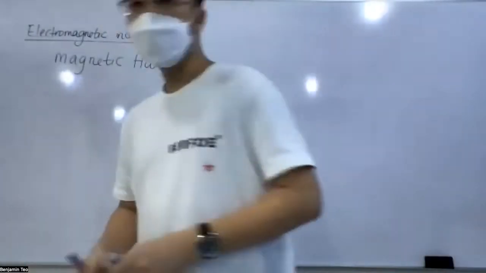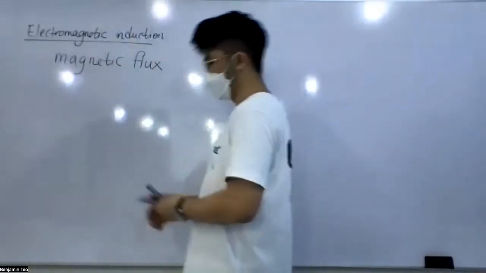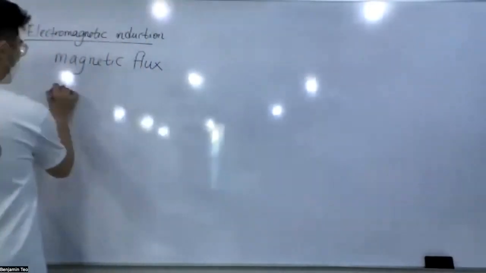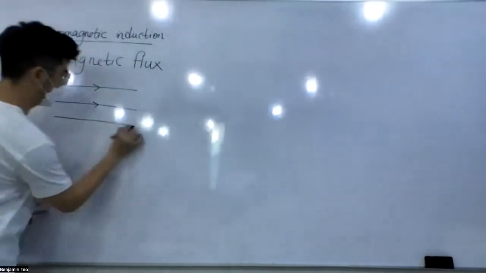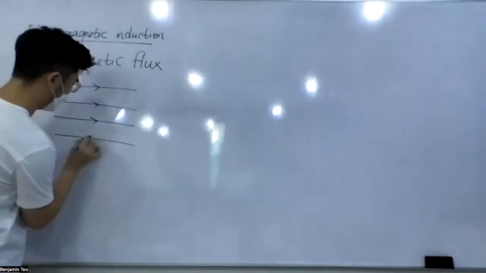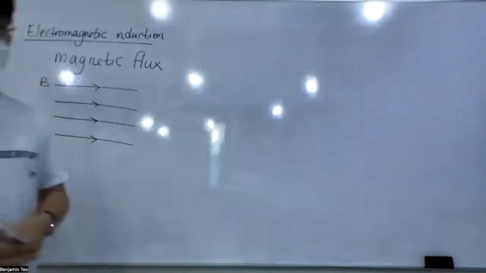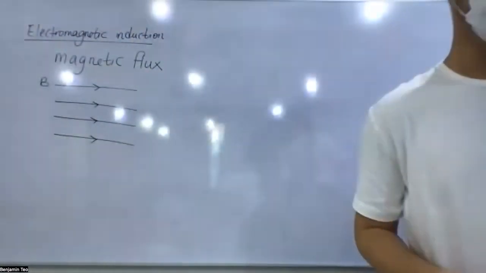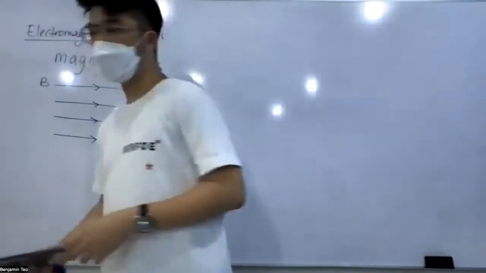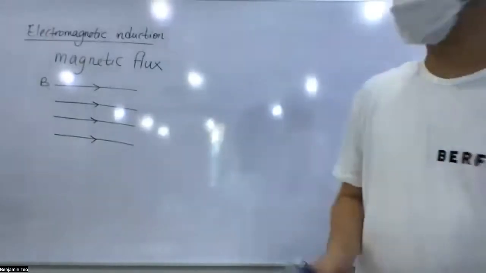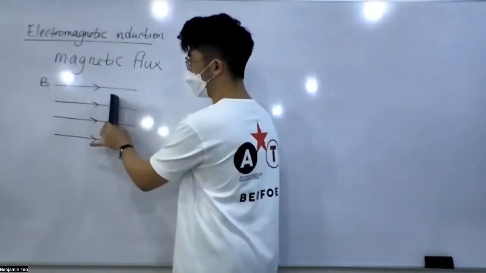You know magnetic field, and it is represented by field lines. So let's say we have a magnetic field B. If I place a conductor, it can be a coil of wire, a metal plate, anything that has a surface area, I place it inside the field.